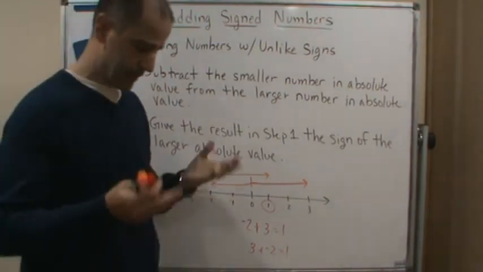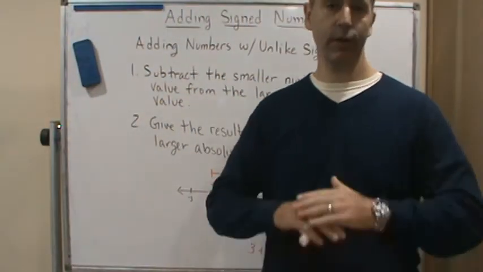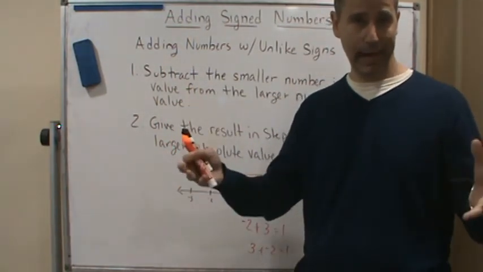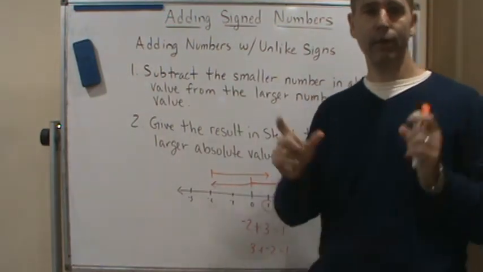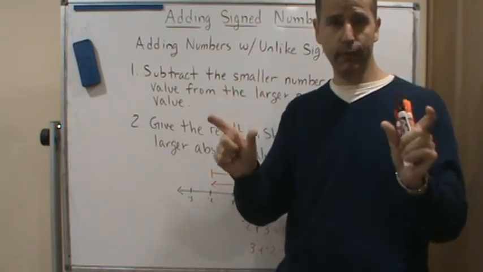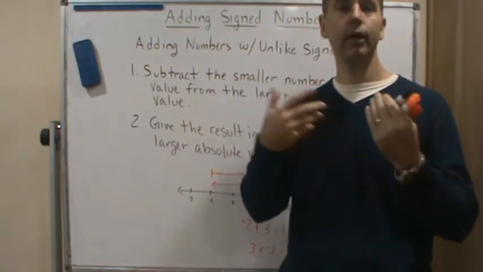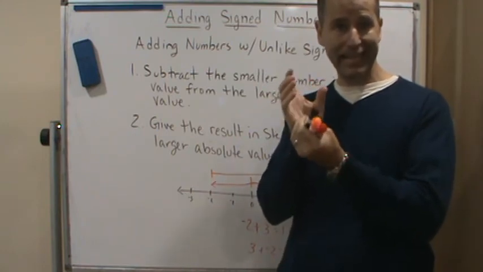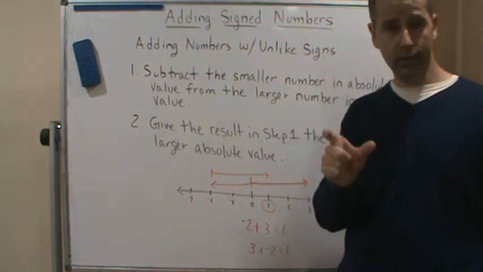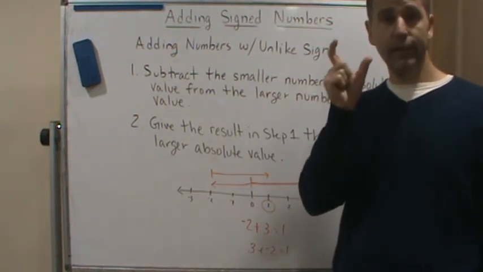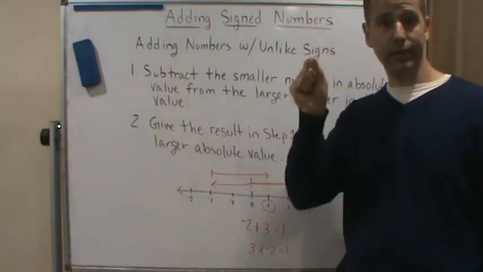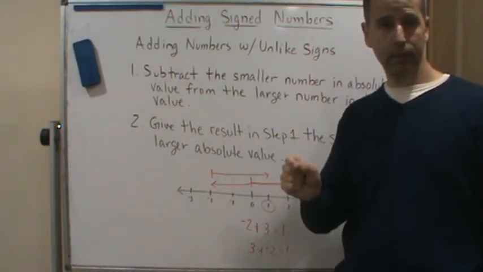Step number 1, we're going to ignore the signs. We're going to take the absolute value of both numbers that we're adding. We take those 2 numbers in absolute value, and we subtract the smaller one from the larger one. We get that difference. Then step 2 is we give that difference the sign of the number that is larger in absolute value.